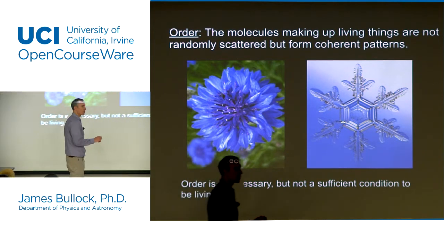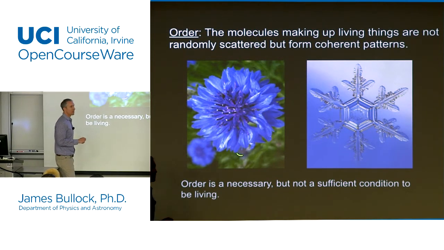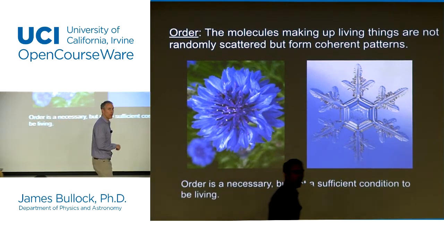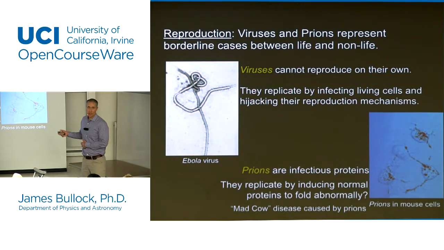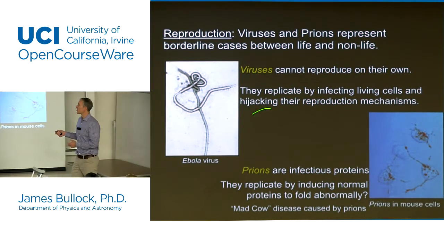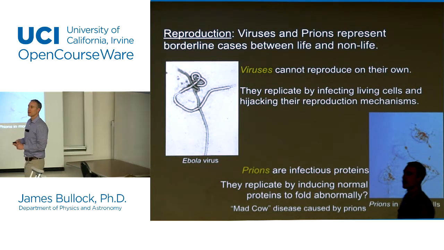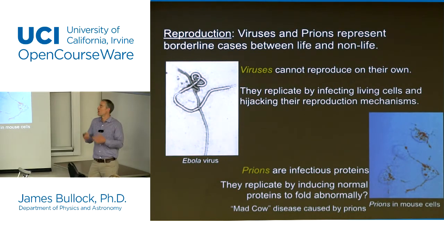You have this beautifully ordered snowflake over here. Most people don't think snowflakes are alive, but it's reminiscent in its orderliness of flowers. Reproduction is another one, right? But it's still a cloudy area because viruses and prions, for example, are borderline cases between life and non-life because of their reproductive habits, right? Viruses don't reproduce on their own. When we get a virus, that virus is hijacking our cells and using our own cells against us to reproduce, right?